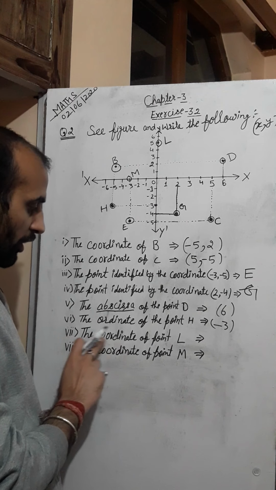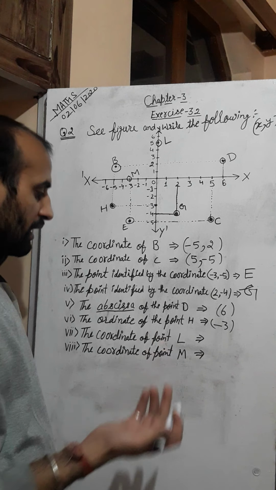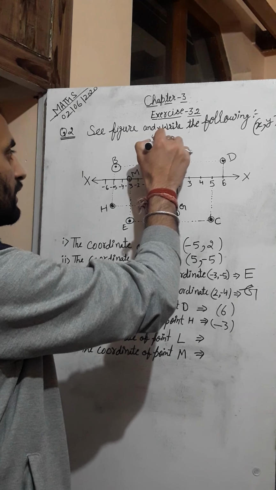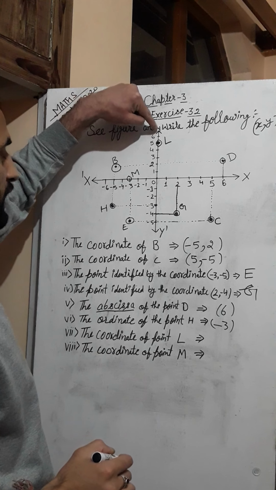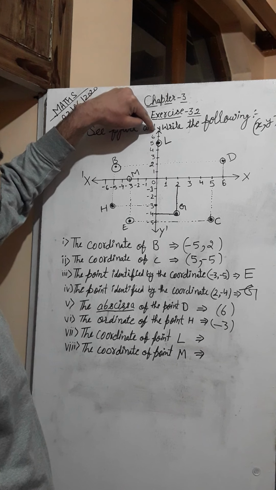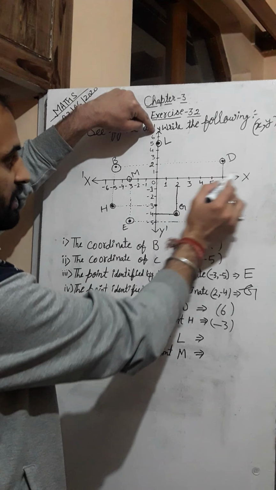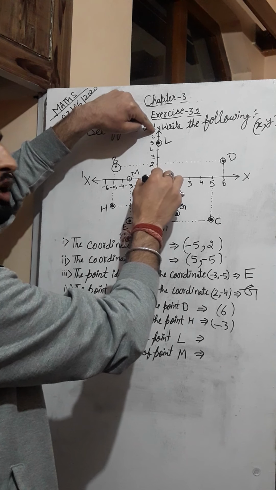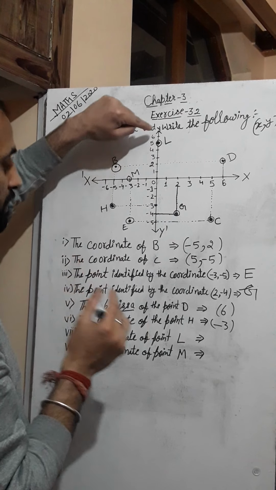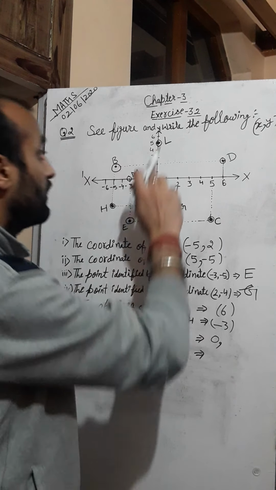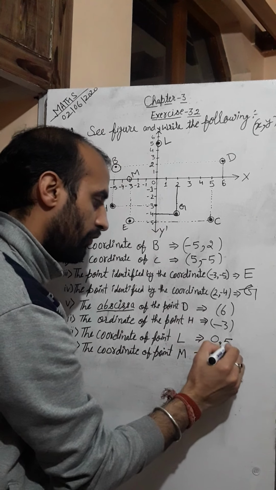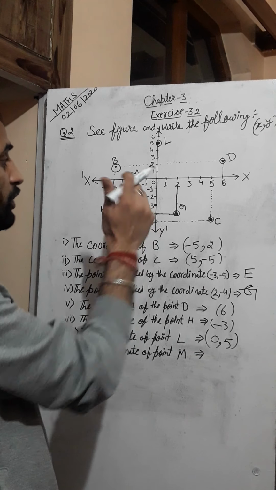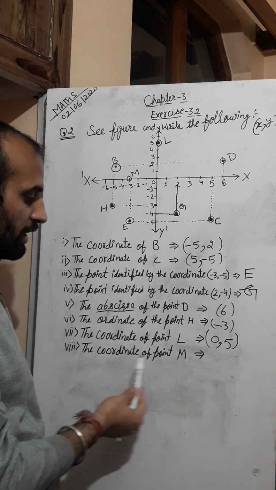Next, the coordinates of point L. What are the coordinates of point L? First, where is L? You can see L is on this line, directly on the y-axis. What is the value of x in this case? You can see x is this side as well as this side, on the same line, so here the value of x is 0. And the y value is clear, it is 5. So the answer is (0, 5).